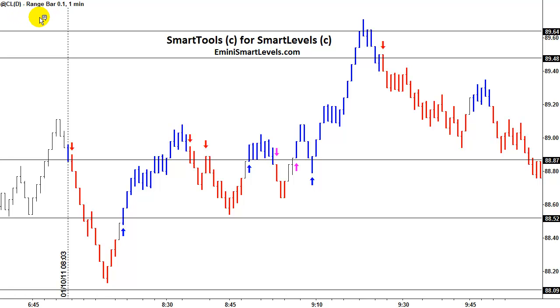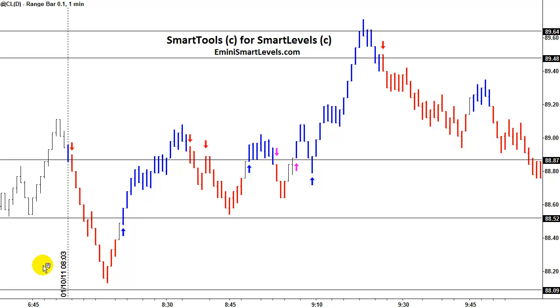The chart is a range bar chart, and I have set the software to start painting the price bars at 8 a.m. Eastern Standard Time. As I stated this morning, there was no scheduled news for release today. I will review the first hour or so of trading due to the sheer volume of trades on the chart, and also I've made the day trading levels invisible for the same reason.